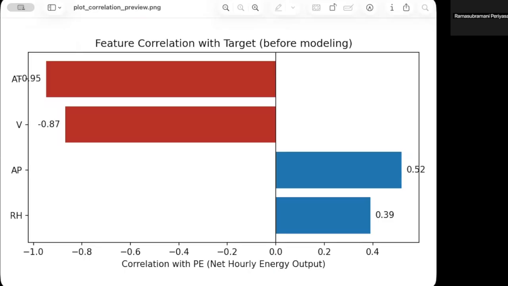Quickly, the correlation table, as I was saying, I figured that the ambient temperature is the most important.